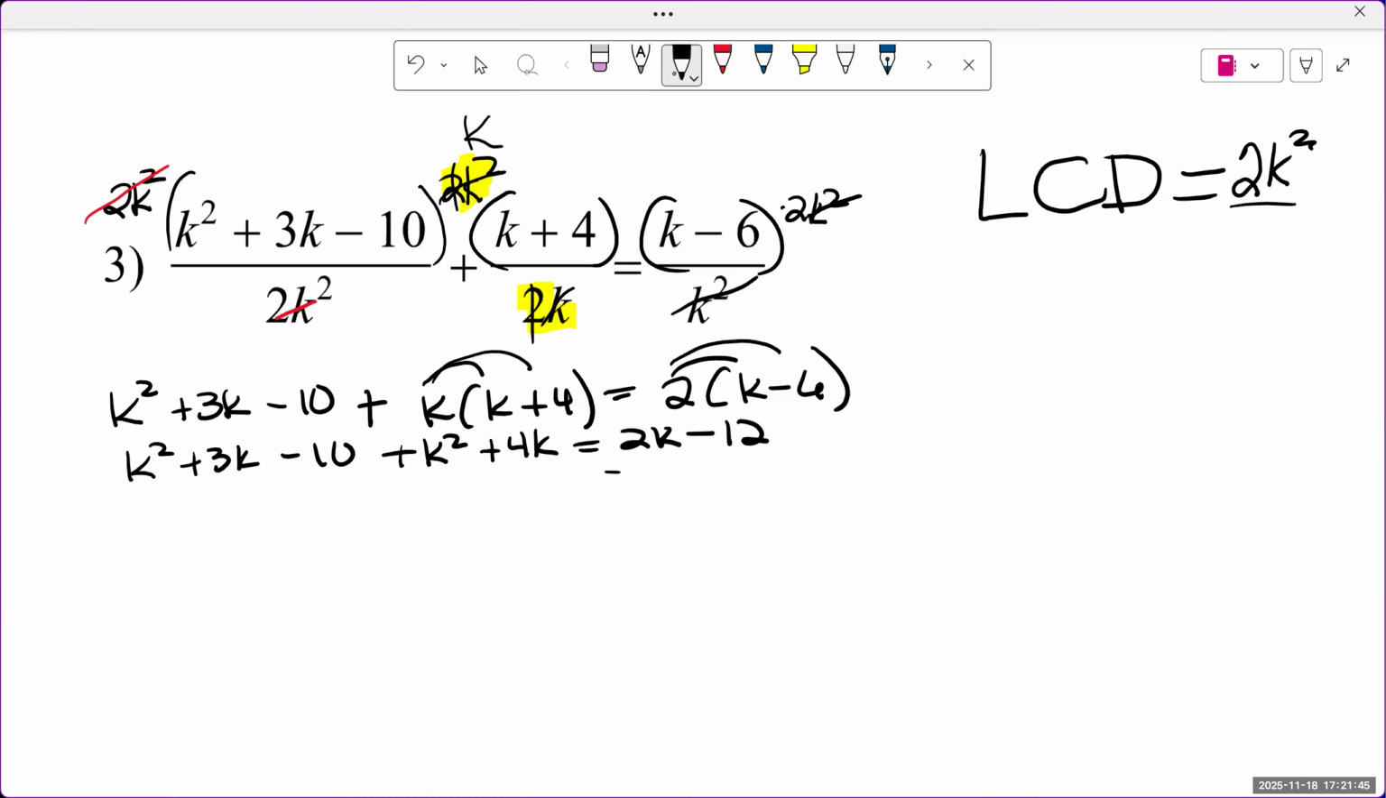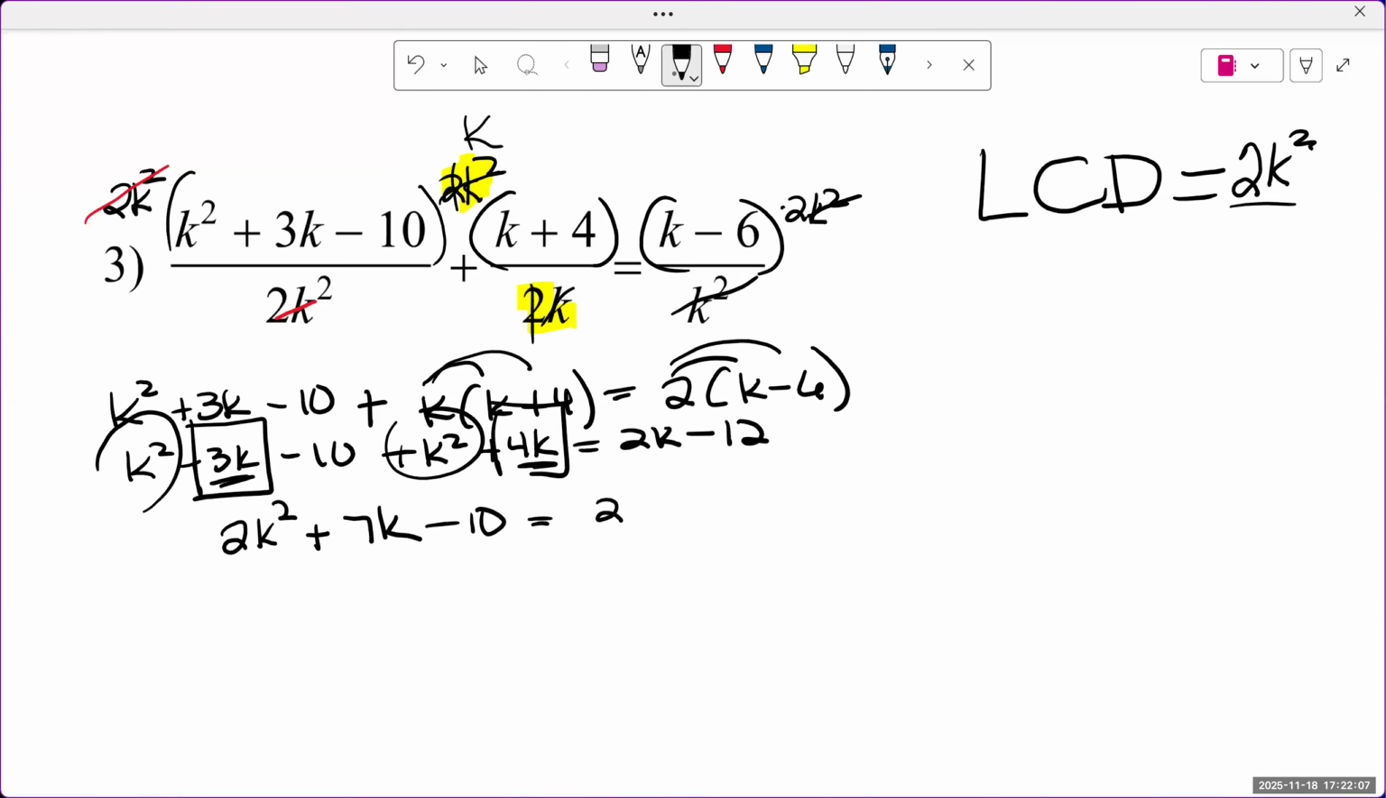Let's combine like terms. So I have 3k and 4k. I have k squared and k squared. 2k squared plus 7k minus 10 is equal to 2k minus 12. So that was combine like terms.